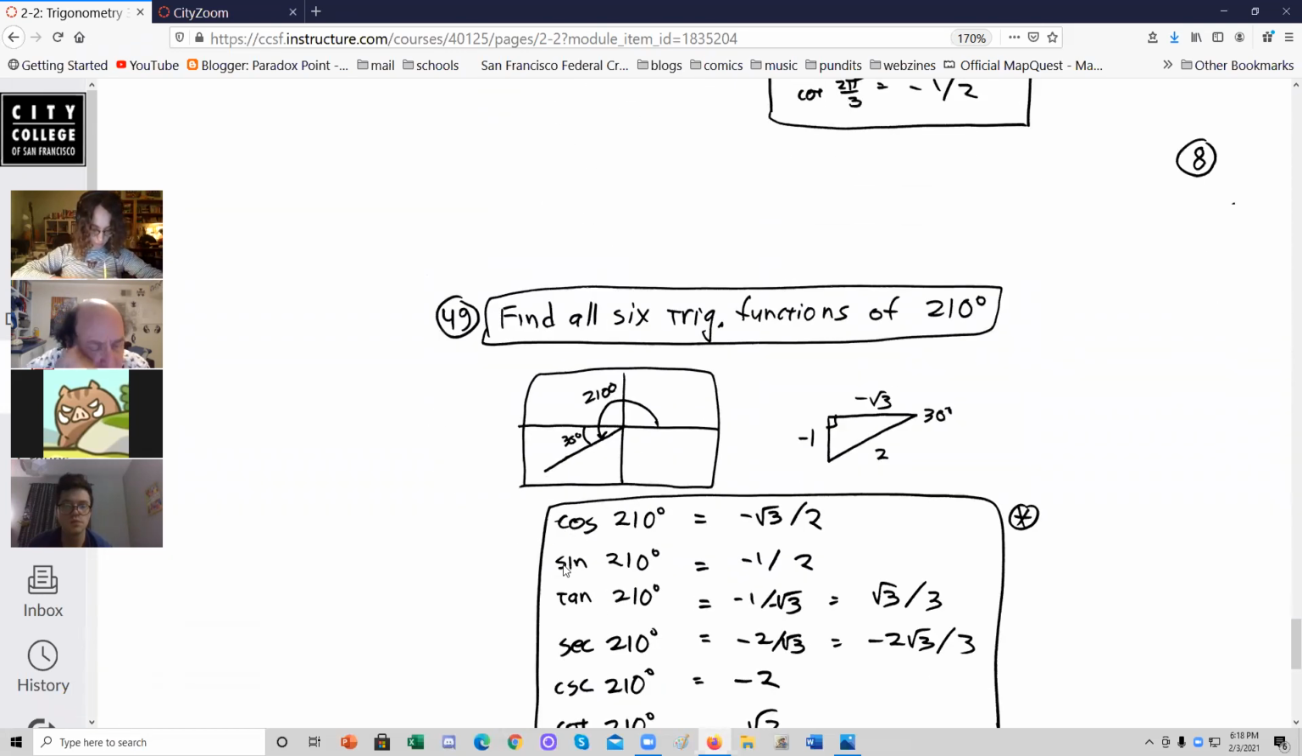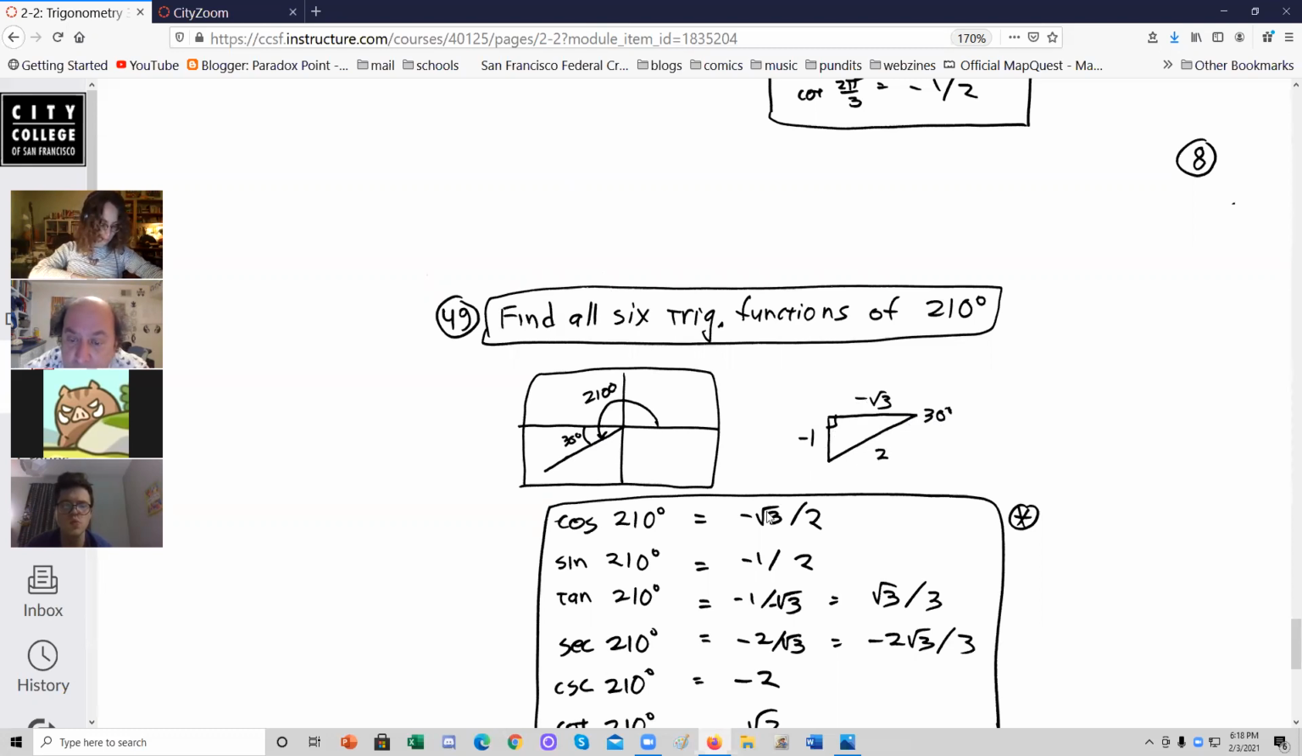Now here they ask for the trig functions of 210 degrees. So we rotate 210 degrees. That's 30 degrees past 180. So we have a 30-degree triangle here. So imagine this triangle here, 30 degrees. The side's 2, and this is down 1, and this is back -√3. Okay. And then we proceed.